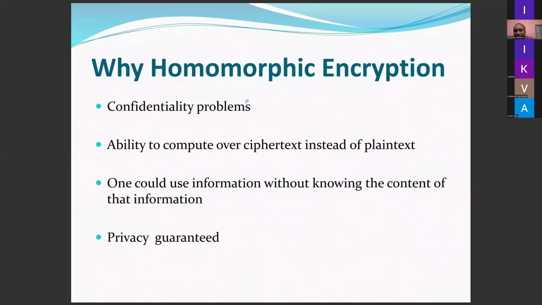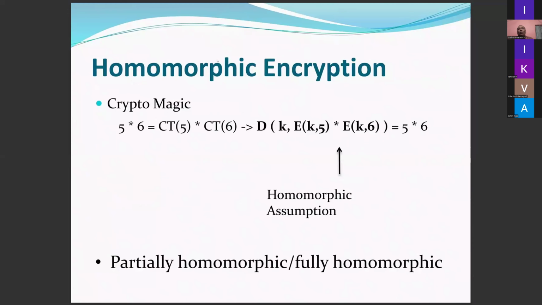Why homomorphic encryption? Because we have to work on ciphertext instead of plain text, so that confidentiality problems won't come because data won't be opened. Second, the ability to compute on ciphertext instead of plain text. That I already told. And the cloud uses information without knowing the content of that information. So the cloud will do some computation, but they don't know what is internally there. So privacy is guaranteed. That is the advantage of homomorphic encryption.